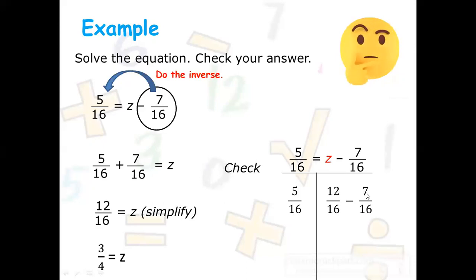Let's see, 12 minus 7 is going to give you a 5, and then the denominator is going to be 16. So 12 over 16 minus 7 over 16 is also going to be 5 over 16. So 5 over 16 equals 5 over 16, which means both sides of the equation are equal. Now, you might be confused, but no, the more you solve the questions, the more you will learn how to solve them perfectly. Okay, now let's move on and check one more example.